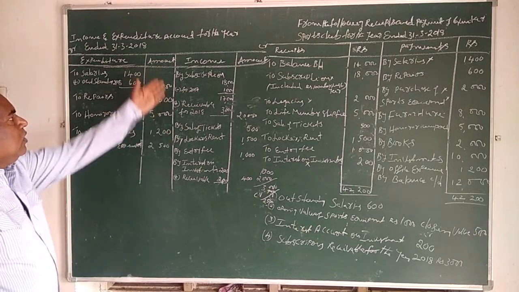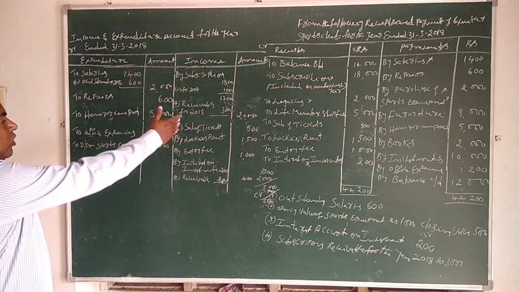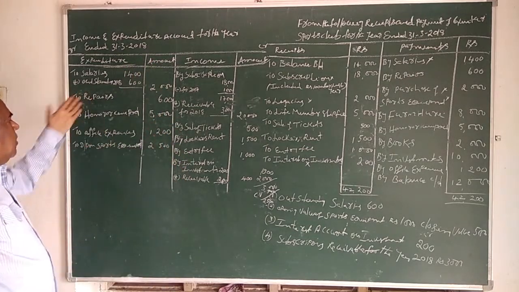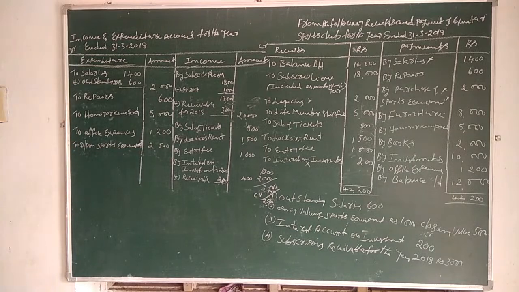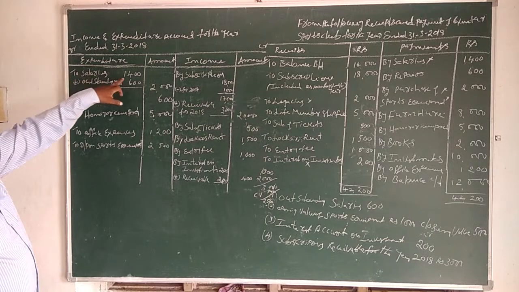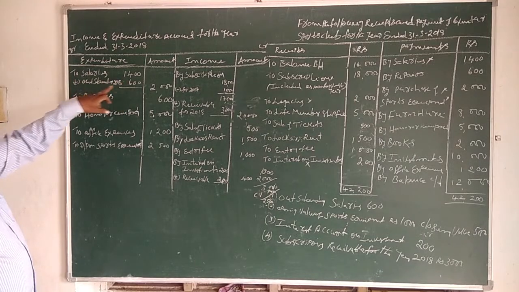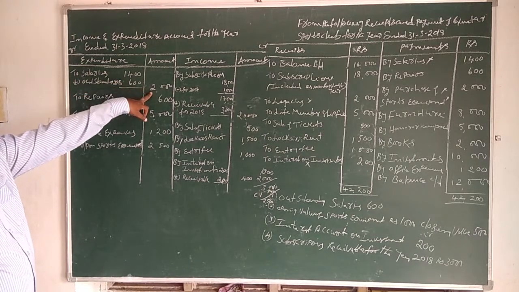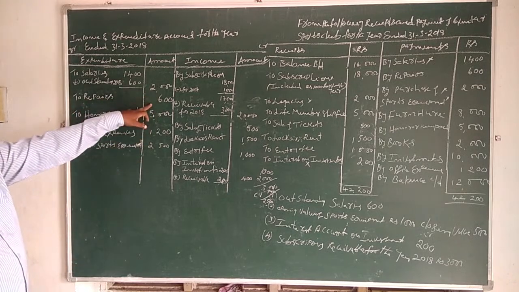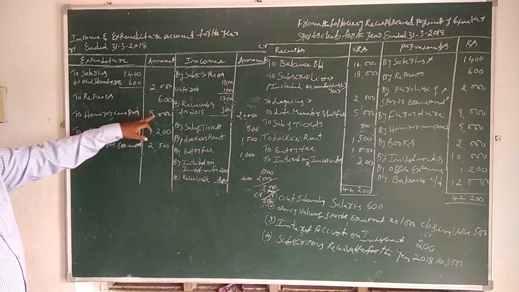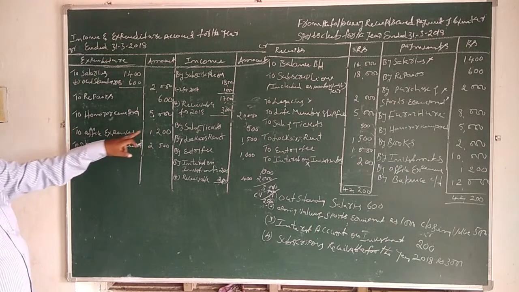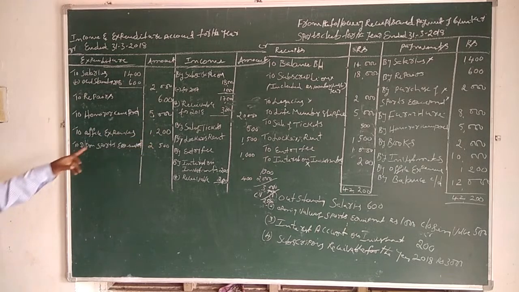So these are the sources of income to the non-profit organization. These are the sources of expenditure to the non-profit organization. So once again, to salaries 14,000 plus outstanding 600 total 20,000 (as shown), to repairs 600, to honorarium paid 5,000, to office expenses 1,200, to depreciation of sports equipment 2,500.